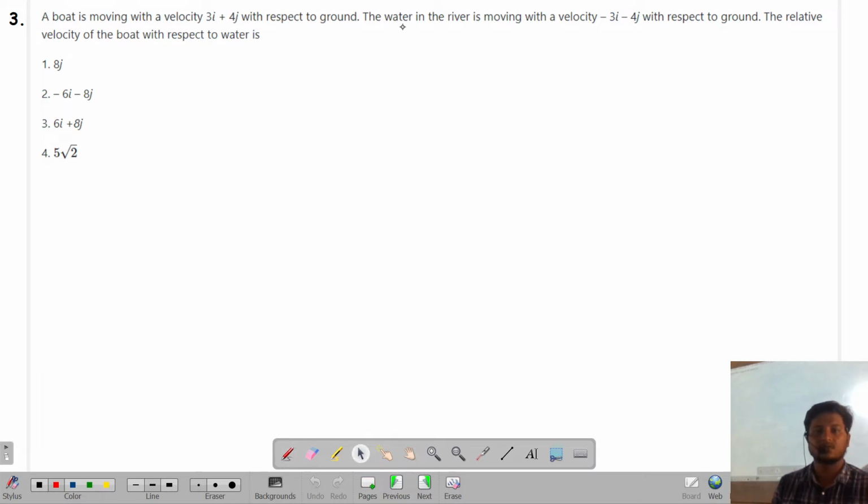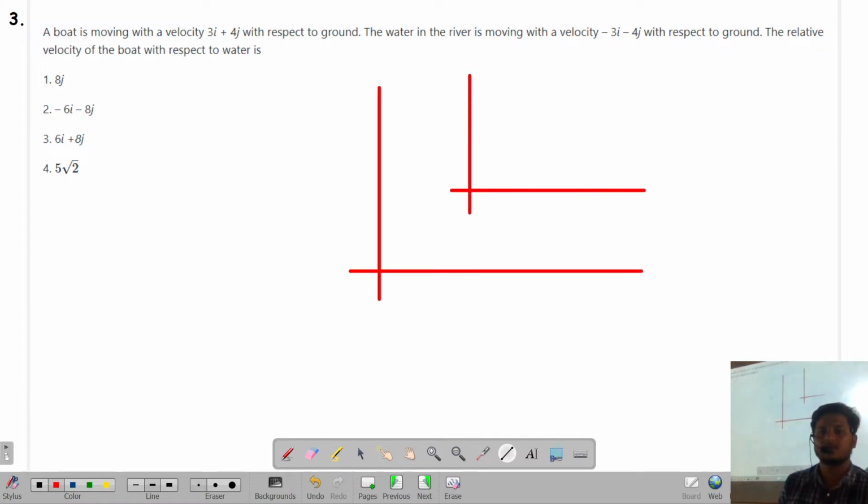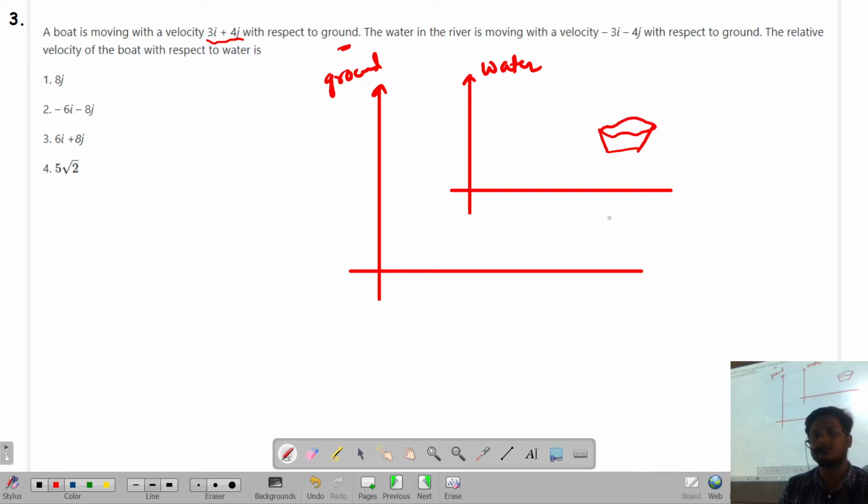Solve this question. What is given? A boat is moving with velocity 3i cap plus 4j with respect to the ground. Now consider this to be water, consider this to be ground, and here is my boat. Got it or not?